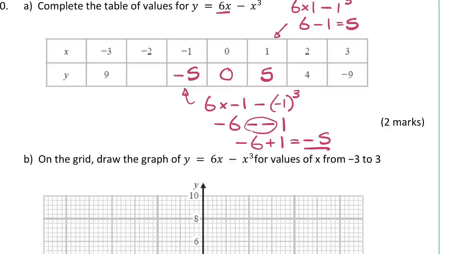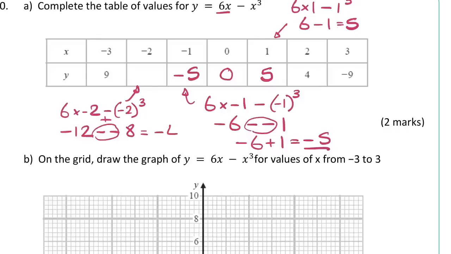We do only have 1 left, so not too bad so far. Negative 2 in there, 6 times negative 2, which is negative 12. And then take away negative 2 cubed. So that's take away negative 8. Okay, 2 times 2 times 2 is 8. Cube a negative, it's still negative, so it's take away negative 8. Right, there we go, we've got the same situation again where we need to add 8. So negative 12, add 8 is equal to negative 4. And there we go, we have negative 4 as our final coordinate that goes in there.